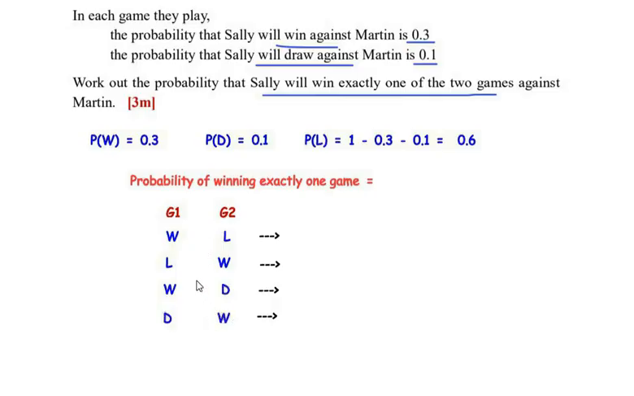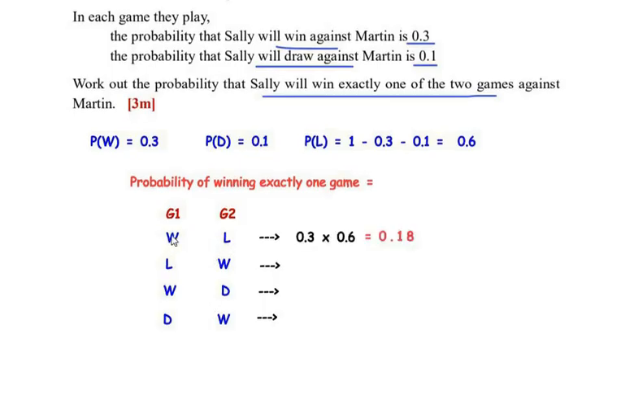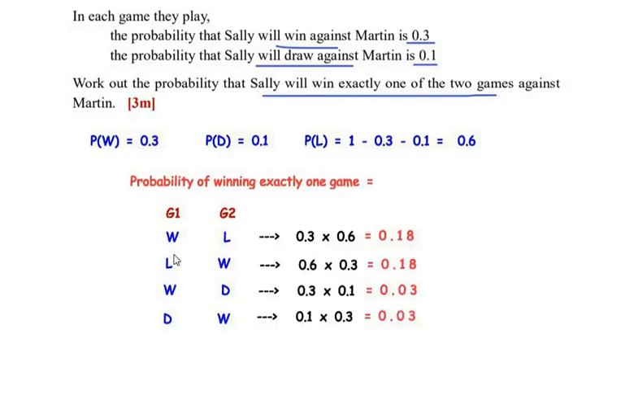So these are the four possibilities we can have. The probability of the first event is the probability of winning, 0.3, times the probability of losing, 0.6. So 0.3 times 0.6 gives us 0.18. Similarly, the probability of losing the game is 0.6 times winning is 0.3, so we get 0.18. Now for the third possibility, we get 0.3 times 0.1 giving us 0.03, or 0.1 times 0.3 giving us 0.03. So we have to add all these four possibilities.